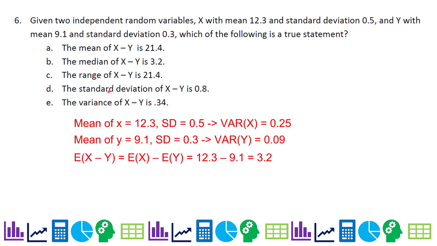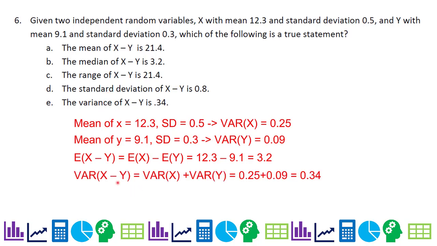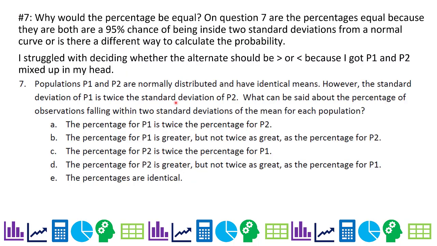So what we're going to do now is look at standard deviation or variance. So variance of x minus y is the variance of x plus variance of y. Remember, even though it's subtracting here, variances always add. And I add 0.25 to 0.09 and I get 0.34. And I can see that matches the answer for E. I could also double check standard deviation by taking the square root of 0.34, but I can assure you it is not 0.8.